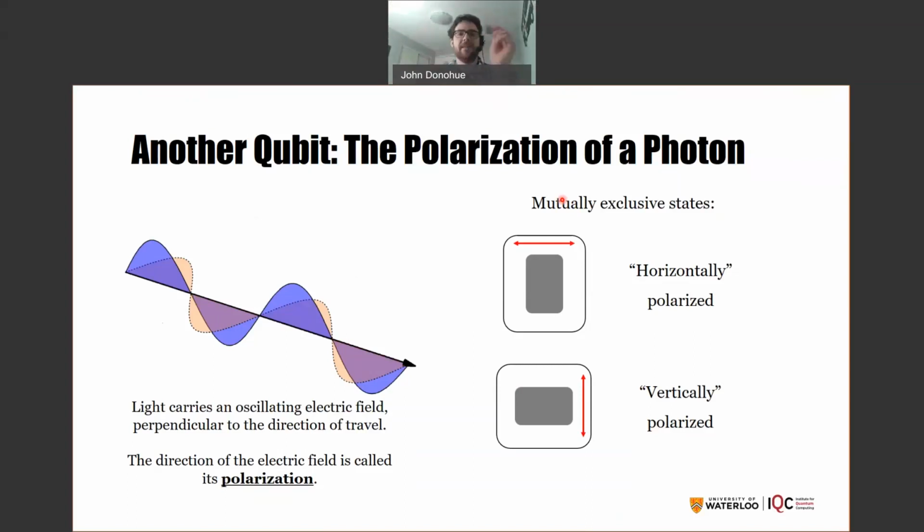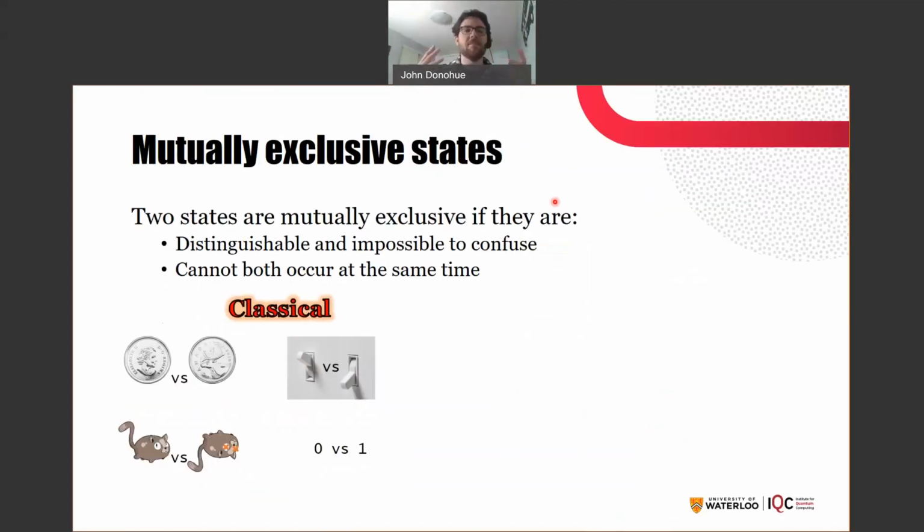So we see that if we block out the vertical light, so we only have horizontal light, and then I ask the question, are you vertical? It says no. If it is horizontal, it is definitely not vertically polarized. So this is the concept of a mutually exclusive state, which is going to be very, very important here. Two states are mutually exclusive if they are distinguishable and impossible to confuse. So if it's impossible for a perfect machine to mix them up, and if they cannot both occur at the same time.